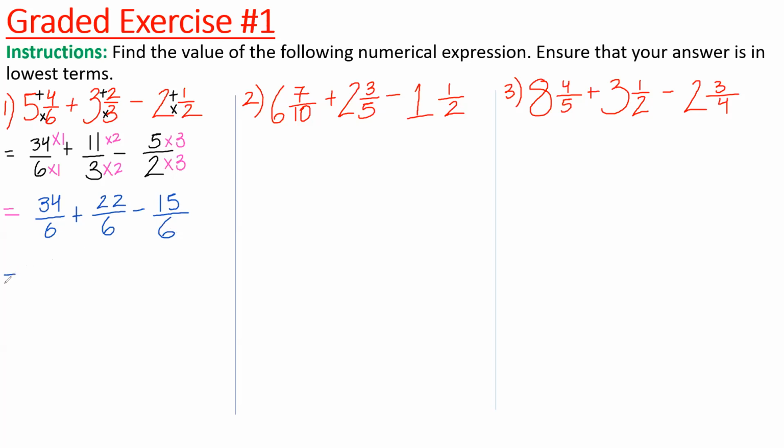And then we add 34 plus 22 is 56 over 6. Then take away 15 over 6. 56 over 6 minus 15 over 6. What else do we have now? Now we get a minus that, which should be 41 over 6.